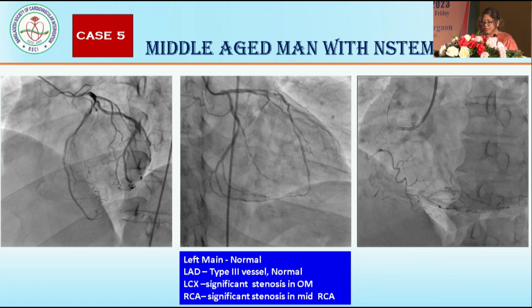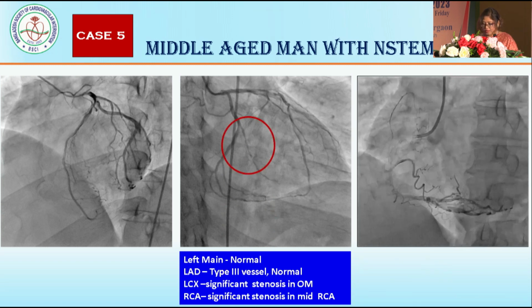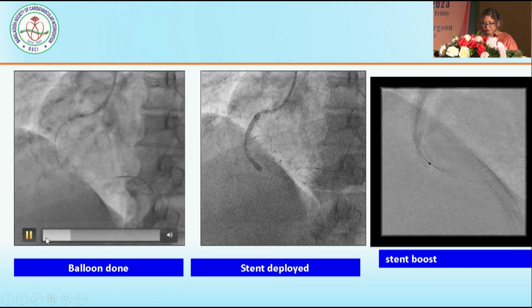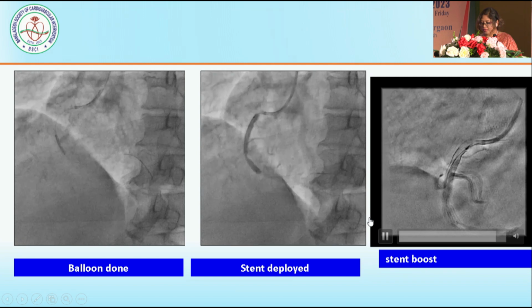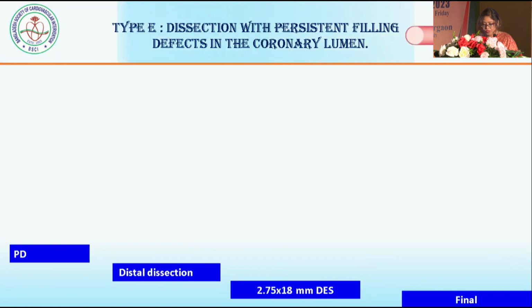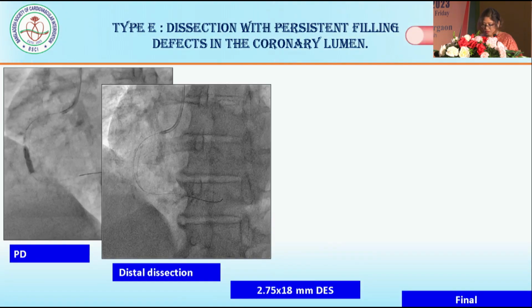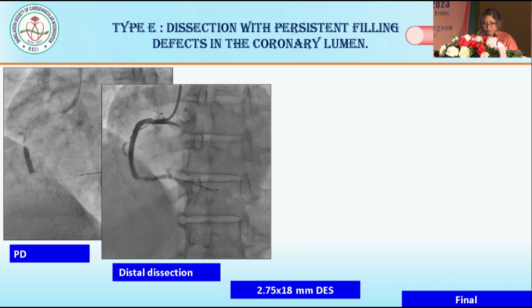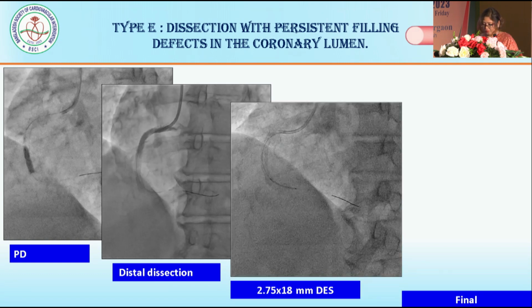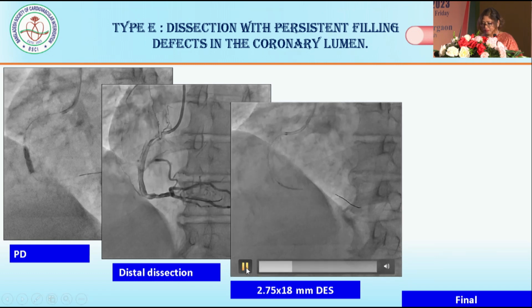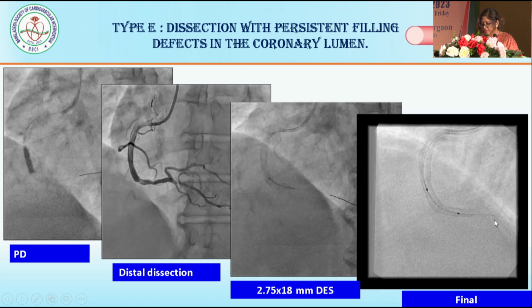Another case, there was an RCA lesion, mid RCA. So ballooning and stenting were done. After that, in stent boost, we can see the lower part of the stent is not inflated properly. So we took a post-dilatation balloon, and after that, we found that there is a distal dissection. It is like a type E dissection. So we stented the distal part, and this is the final cine.